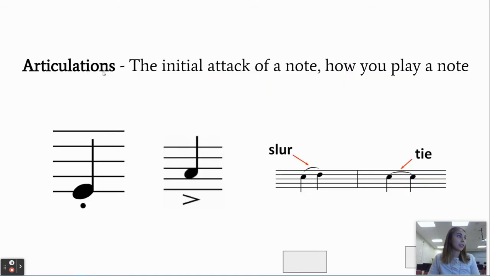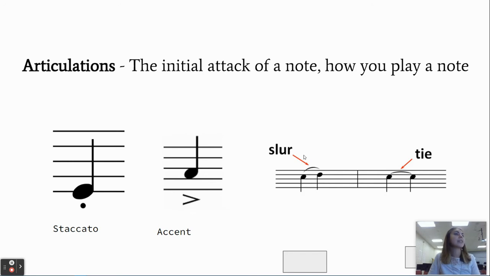Then we have articulations. These are some more symbols in music that you'll find. Articulations, another A word, those are the initial attacks of a note. It's how you play a note. So here's examples of articulation marks in music. You've got staccatos, the little dot makes notes short and detached. Dit, dit, dit. Accents look like a sideways V. It makes notes stronger or louder.